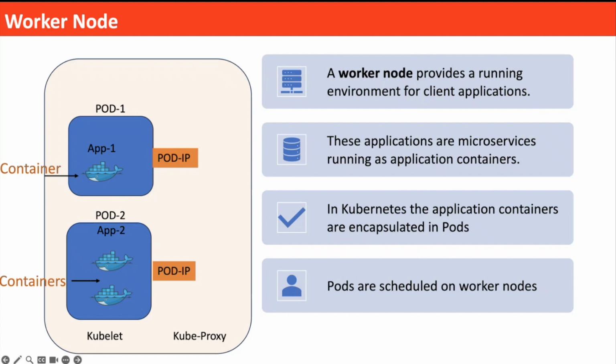Okay. So at the high level, a worker node provides a running environment for client applications. These applications, which we can also call microservices, run in a container, and then we run this container in something called a pod. And when Kubernetes schedules these containers, they do not generally schedule a container itself. They schedule a pod which is hosting a container. So you can say that the pod becomes the smallest scheduling unit inside the Kubernetes world.